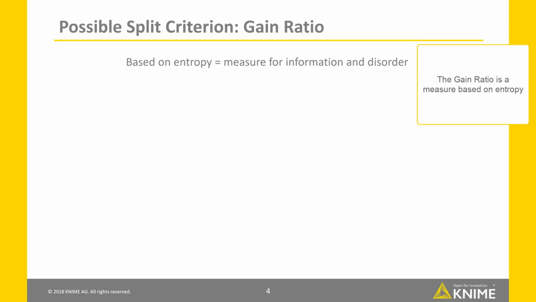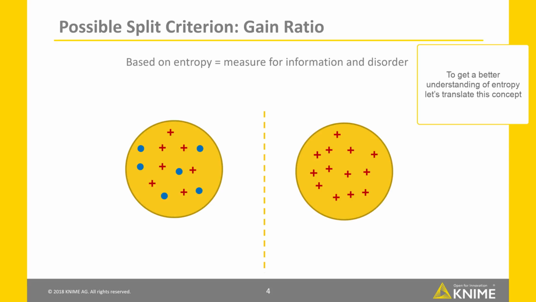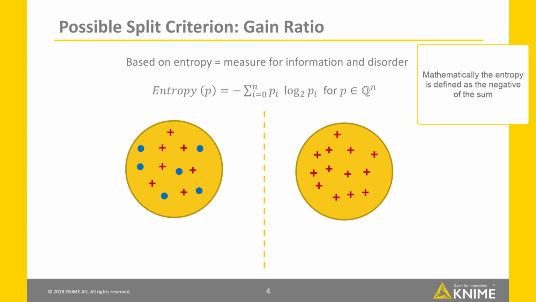The gain ratio is a measure based on entropy. It is a concept that is used to measure information or disorder. In addition, we can use it to measure how pure a dataset is. To get a better understanding of entropy, let's translate this concept to a dataset with two classes represented as blue dots and red crosses. Mathematically, the entropy is defined as the negative of the sum over the probability for each class multiplied by the logarithm of it. Therefore, the range of the entropy for a binary classification problem is between 0 and 1.